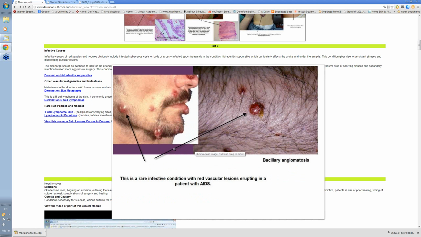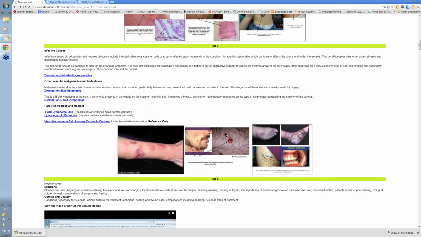This lesion here is an unusual red nodule that again I'll speak a little bit about. This is bacillary angiomatosis, and this is seen in HIV patients. It's an infective disorder, a bacterial infective disorder. We really don't see it much at all, but the lesions look like giant pyogenic granulomas. So, an interesting condition to read up a little bit about.